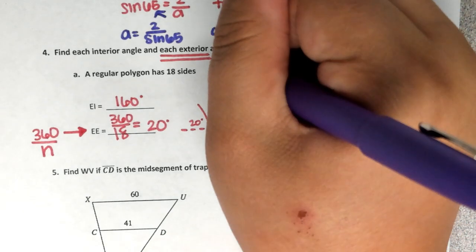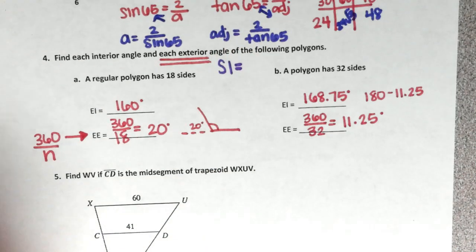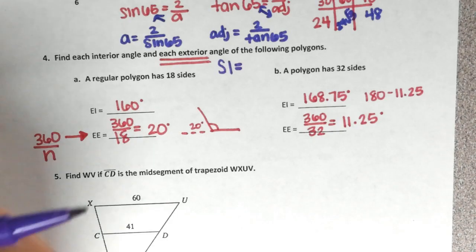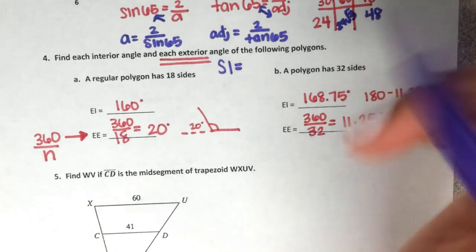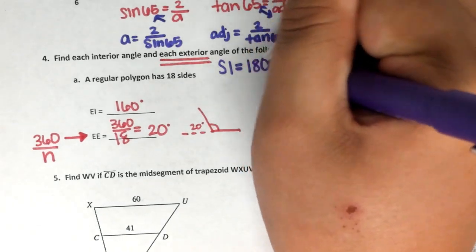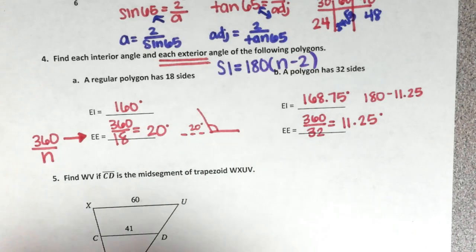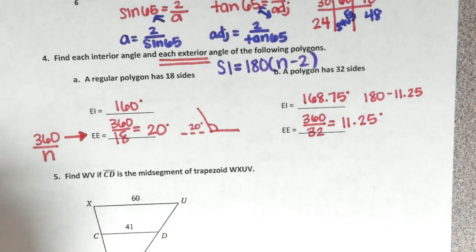But they're also going to ask for SI, the sum of the interior. Does anybody remember the formula for sum of the interior? In parentheses, N minus 2. Yep. 180 times (N minus 2). You're going to want to use that for the booklet we do in just a minute. Yes?